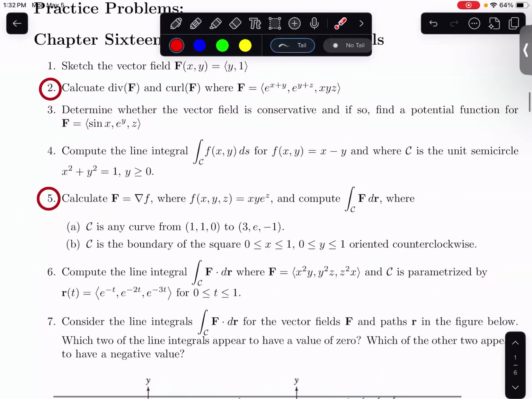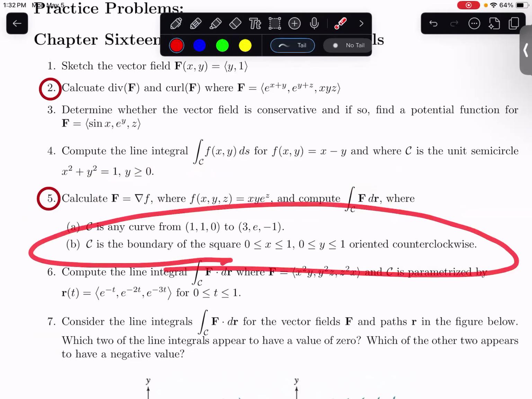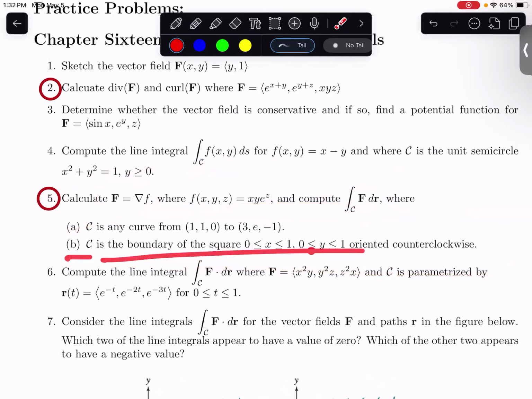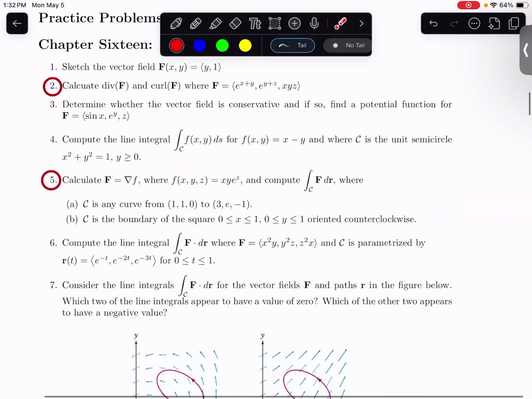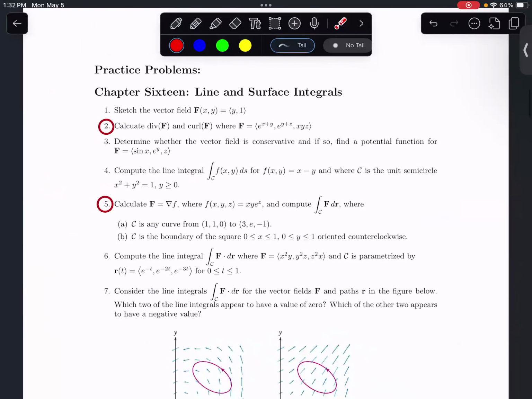So if you look at problem 5, immediately when you see f is equal to the gradient of some function, you should immediately think I can use the fundamental theorem. And so this problem is pretty similar to what we just did, except part B is a closed curve, so it ends up being equal to 0. Okay, what next? What other problem should I choose?